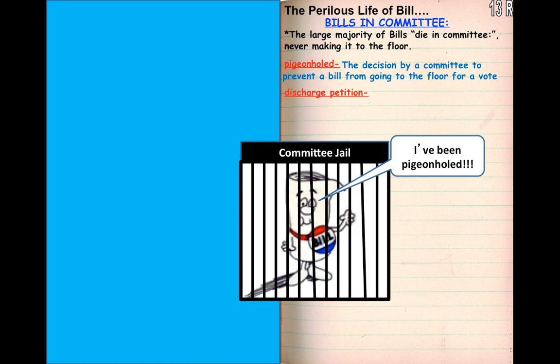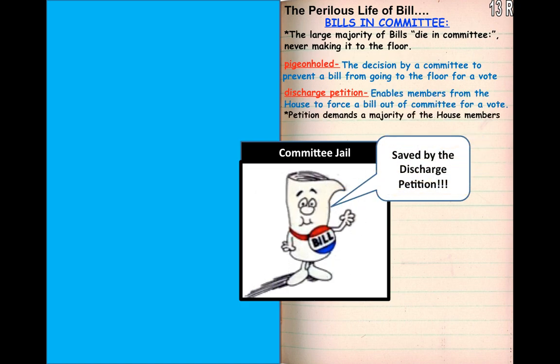The way that it can get out of a pigeonhole is through a discharge petition. And this says, hey, this bill is important, we need to vote on it. A majority of the people in the House think that we should vote on this bill. It needs to either go to the Senate or it needs to go to the president. It's important. Take it out of the pigeonhole. Release it to us. That is a discharge petition, and that saves a bill from dying in committee.